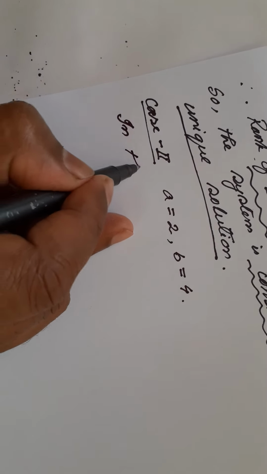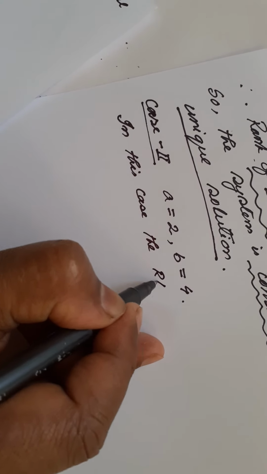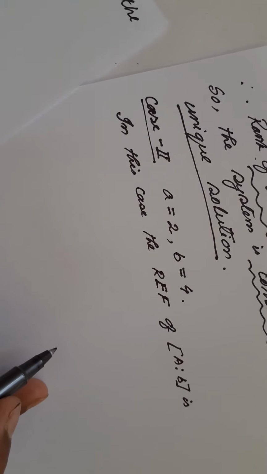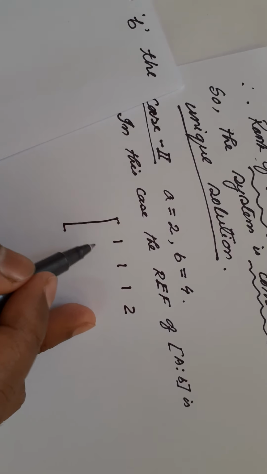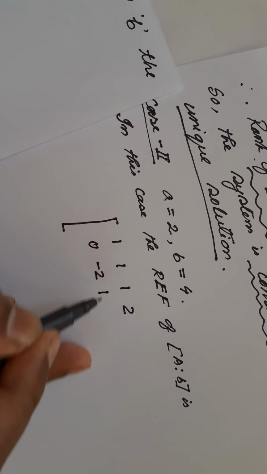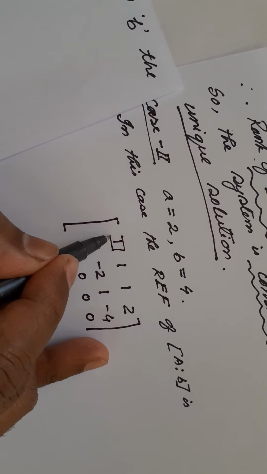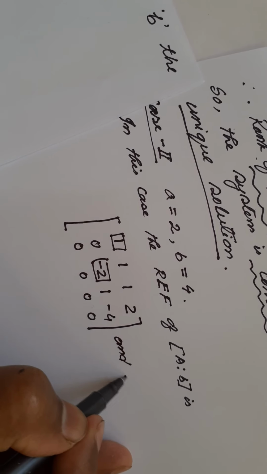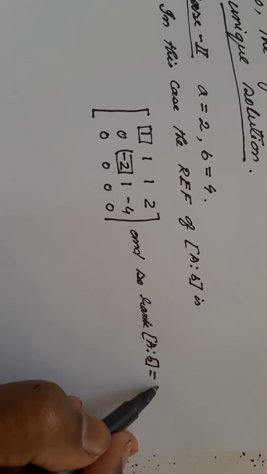In this case, the REF of AB is [1, 1, 1, 2; 0, -2, -1, -4; 0, 0, 0, 0]. So the pivots are, this is pivot and this is pivot in this case. So how many non-zero rows in this case? 2 non-zero rows. And so rank of AB is equal to 2.